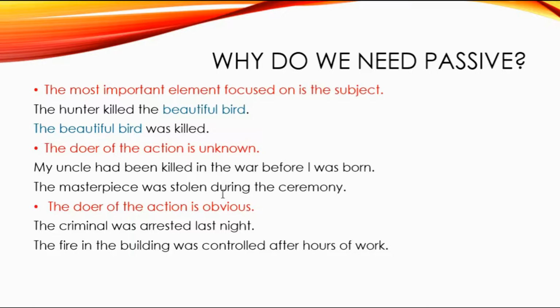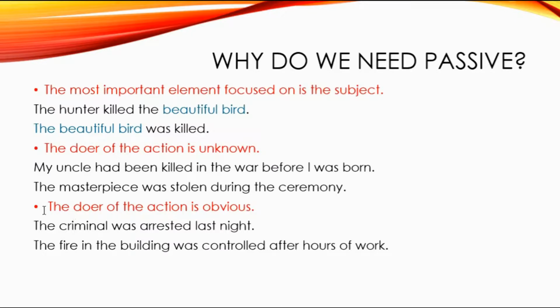The masterpiece was stolen during the ceremony, right? So there was a masterpiece, a painting or whatever. It was a masterpiece, a very good piece, and it was stolen. I don't know who stole it. I know it's a thief, but it doesn't really add anything to the sentence. And my focus is as well on the masterpiece being stolen, not on the person stealing it. So I'm just gonna put it in the beginning of the sentence, and I don't know who stole it. So I'm just gonna use the object as a subject in this case.